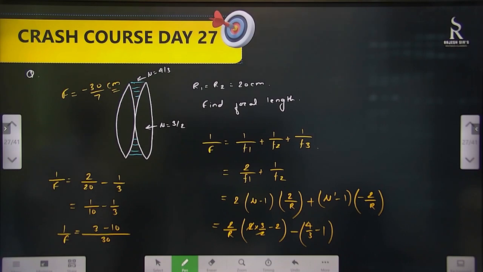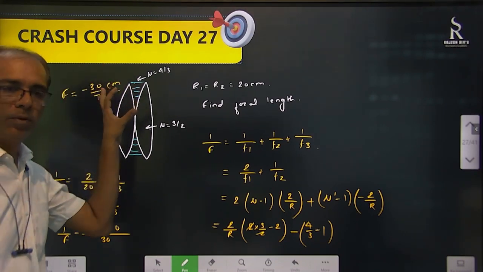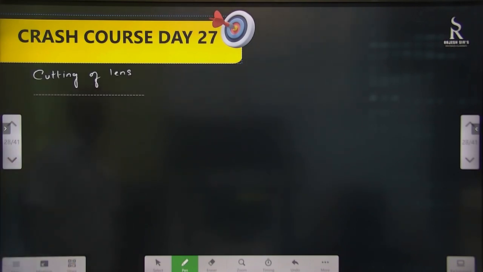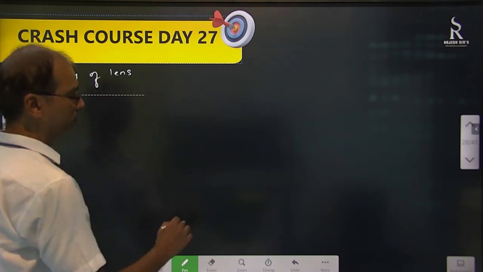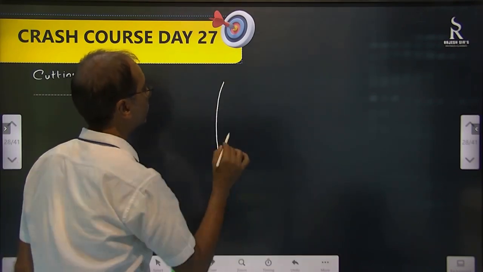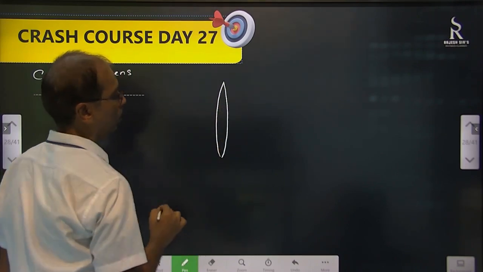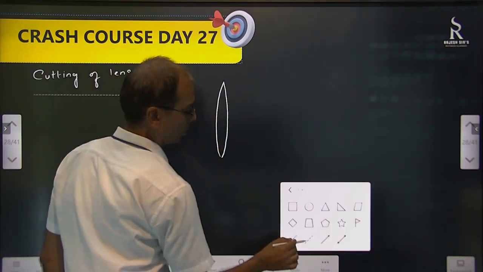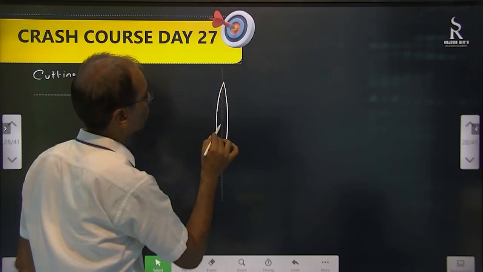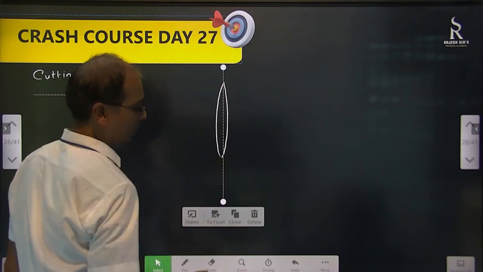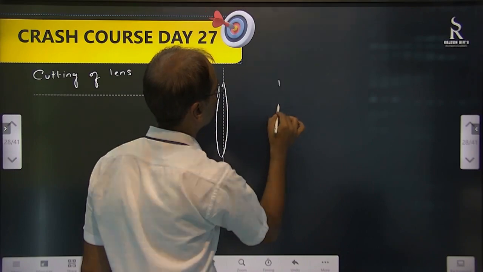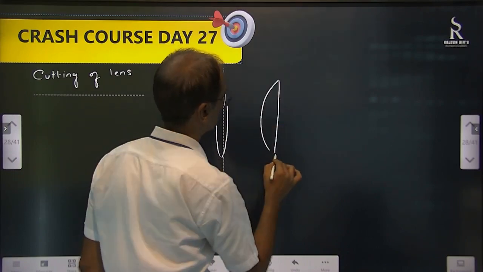Okay. So this way, this type of questions are asked. Okay. Cutting of lens. You want to cut the lens. Okay, fine. Fine. So there are two ways in which we can cut the lens. How? One, like this. Okay, cut it like this, and then we get two lenses after that. How are those? They become plano-convex, like this or like this.